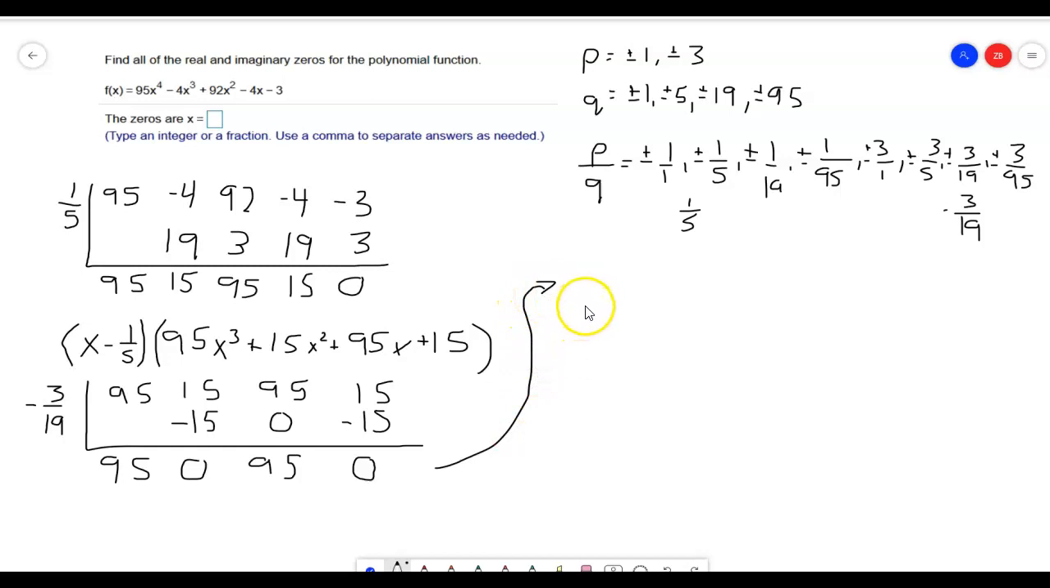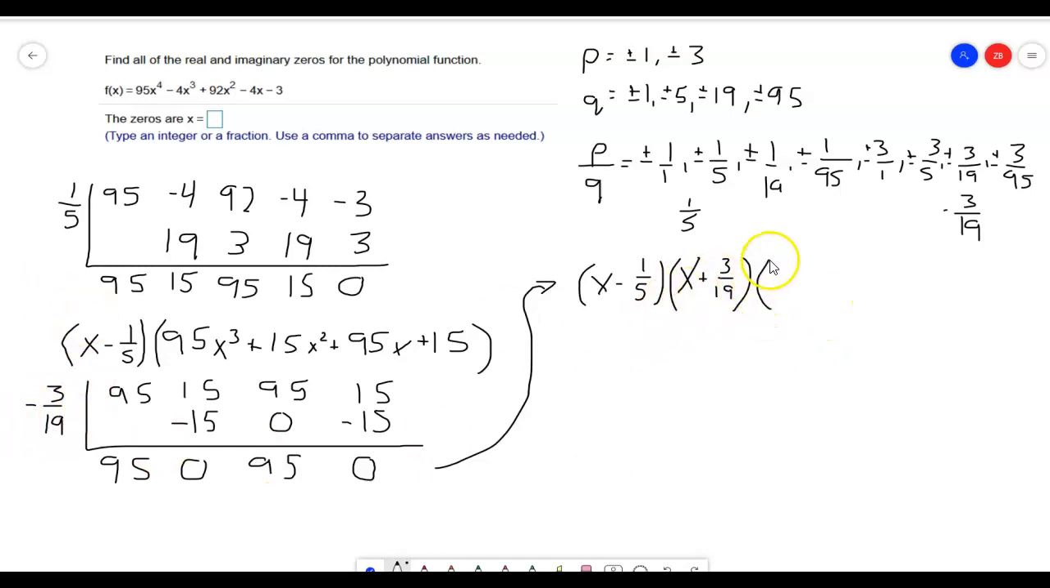So I have the first factor of x minus 1/5. I have the second factor of x plus 3/19. Remember, the factors are always going to be the opposite sign of the actual roots there, because when you solve for them, you have to subtract them to get them on the other side of the equality sign. So if this is negative, the factor will be positive and vice versa.